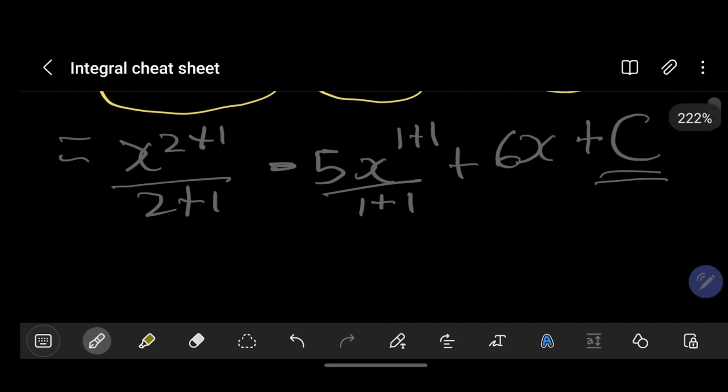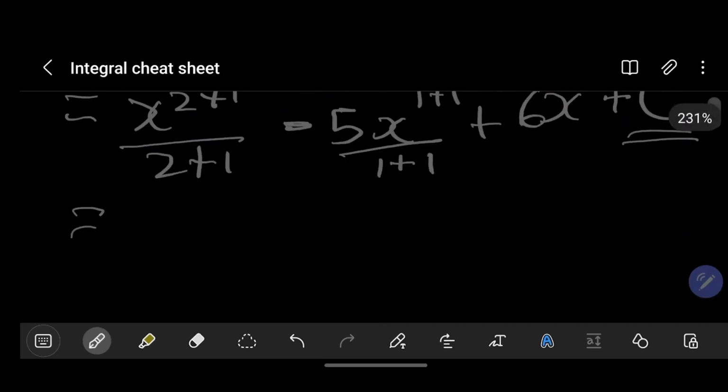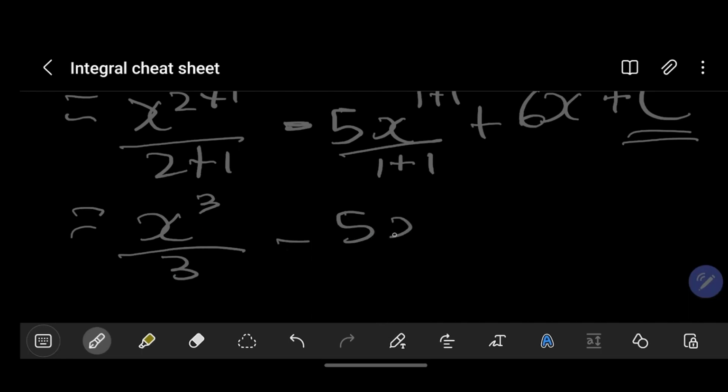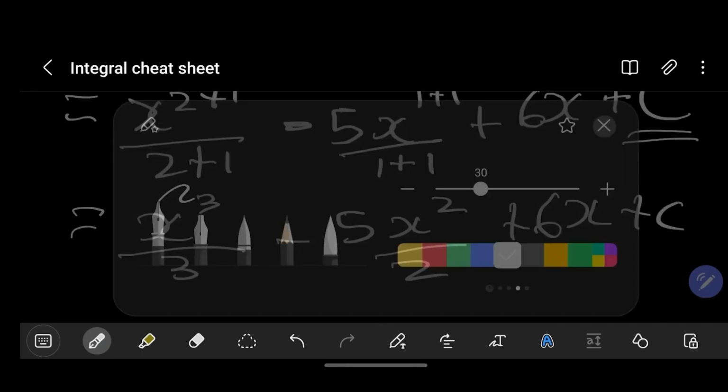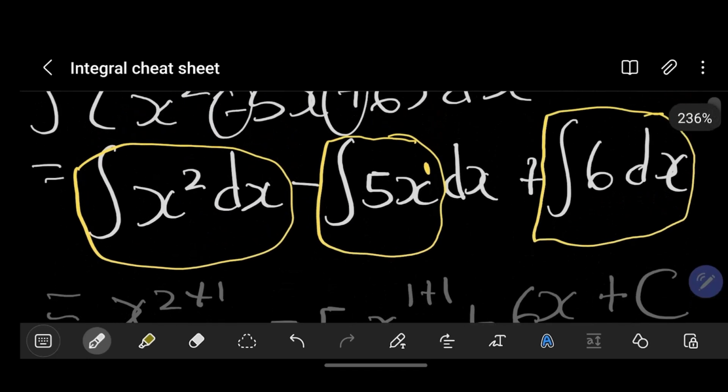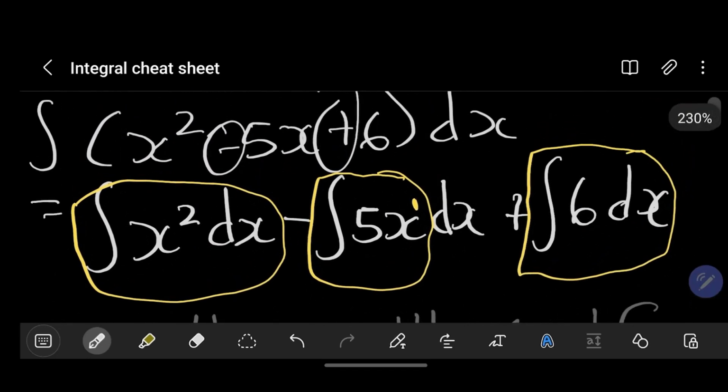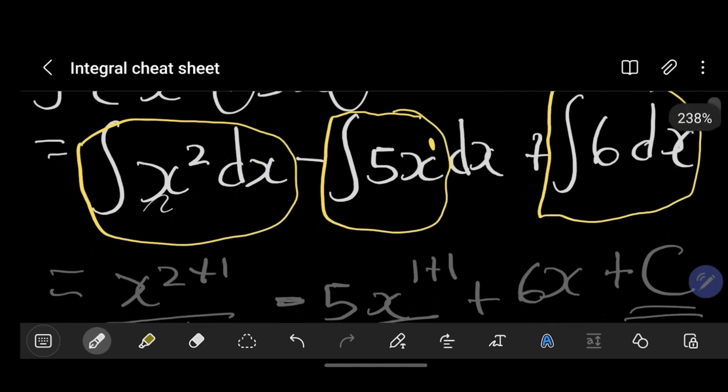right? So if we were to simplify this, we'll get x cubed over 3 minus 5x squared over 2 plus 6x plus c. So that is quite simple, right? Breaking it down using the sum and the difference rule, we're able to identify that we need to use the power rule for these two and then the constant rule for the last one.